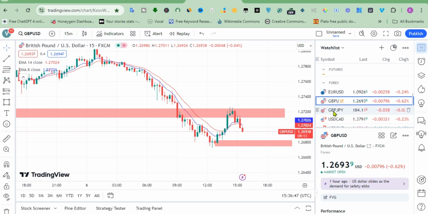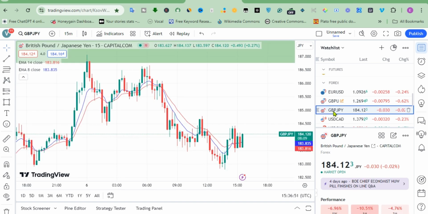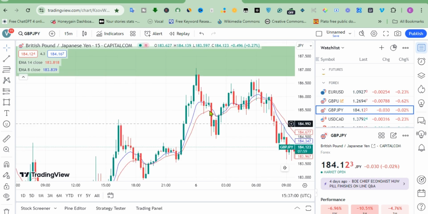Let's go to the next one. This is how you check all the pairs. Okay, you check all the commodity, everything before you now decide where to trade. Okay, this is another one.